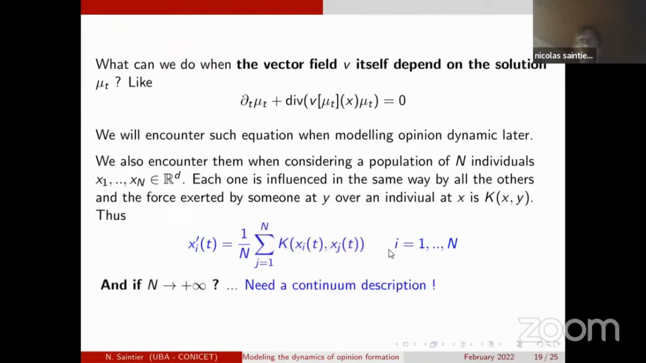Okay, so the next question would be, maybe we could find a way to simplify this system when n goes to infinity, to compact everything in one single equation, which will be a partial differential equation of this type. We only have to identify the vector field.